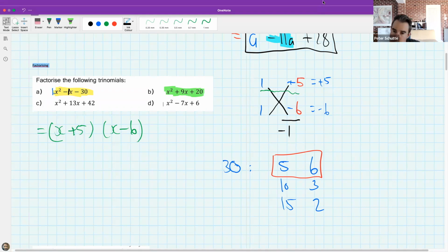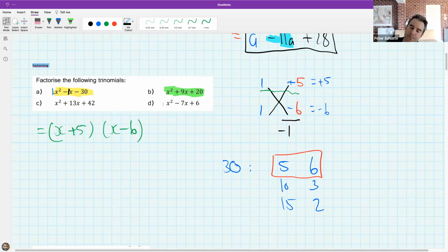Mr. Ayers, we have a question from Umta. Okay, Umta, go ahead. Hi, sir. Honestly, I don't understand this. Okay, do you have another method you use? No, sir, I never understood this, even last year. I only understood the multiplying out part, not the factorizing.